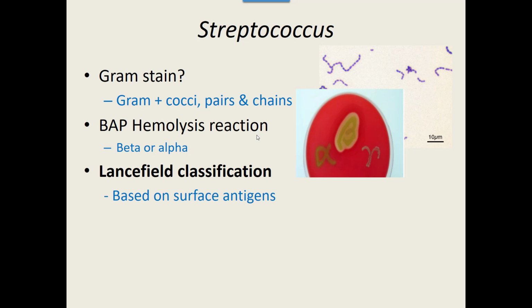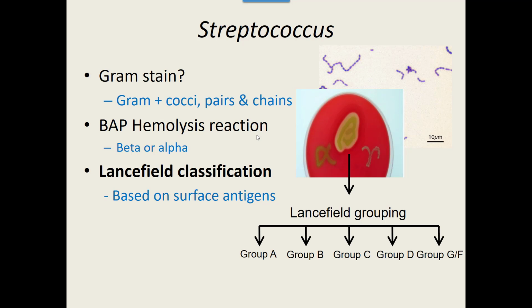Now, there are quite a few Streptococcus bacteria, but we group them based on their surface antigens. It's called a Lancefield grouping. All based on surface antigens, nothing you can physically see. There's a group A, B, C, D, and then F, G. I don't know what happened to the E.